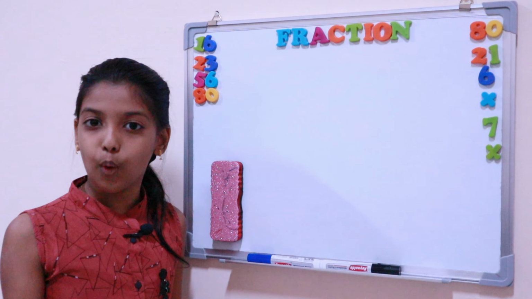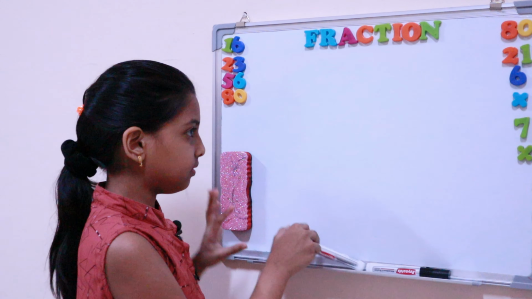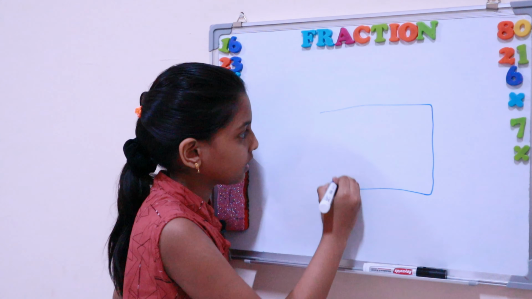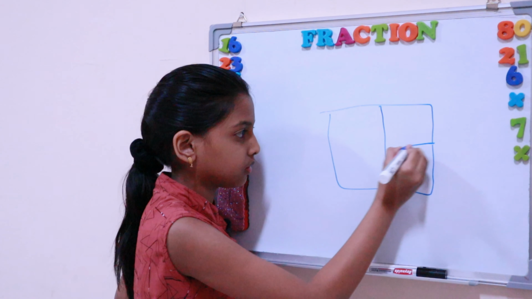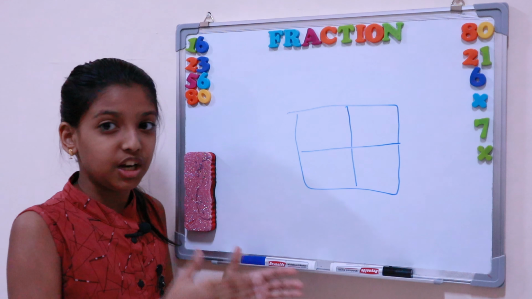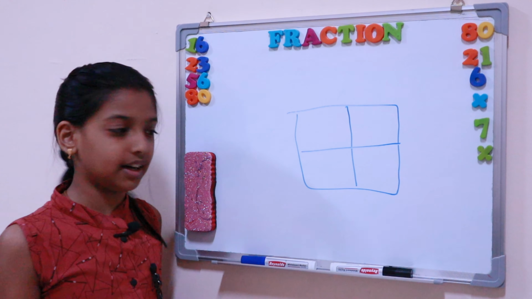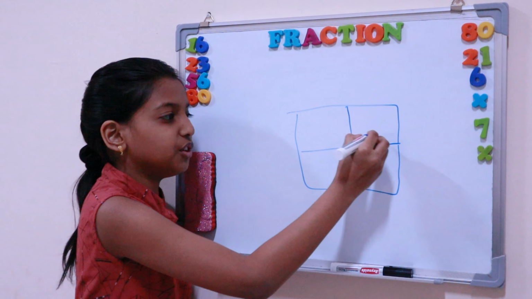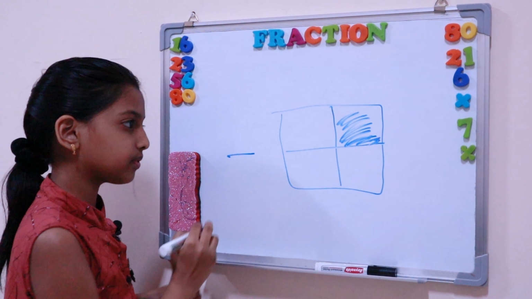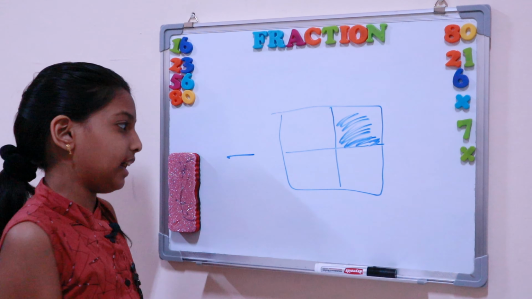Now I'm going to talk about 1/4. And it's also called a quarter. The definition of 1/4 is, when we divide an object into 4 equal parts, each equal part is called 1/4 or quarter. So, I'm going to shade one of the parts again, just like we did. So, the shaded part is called 1/4 or quarter.